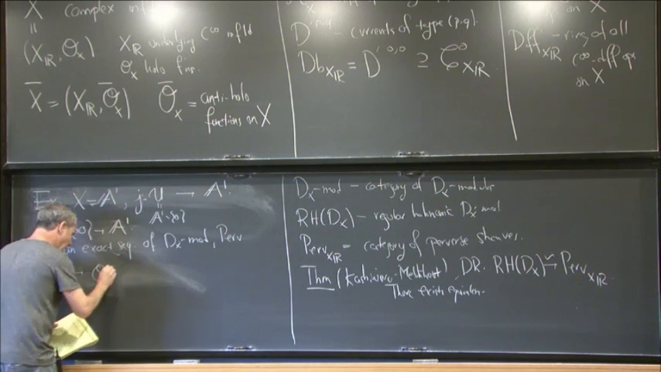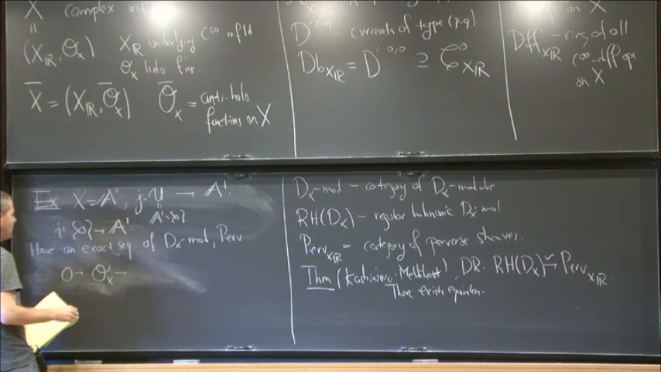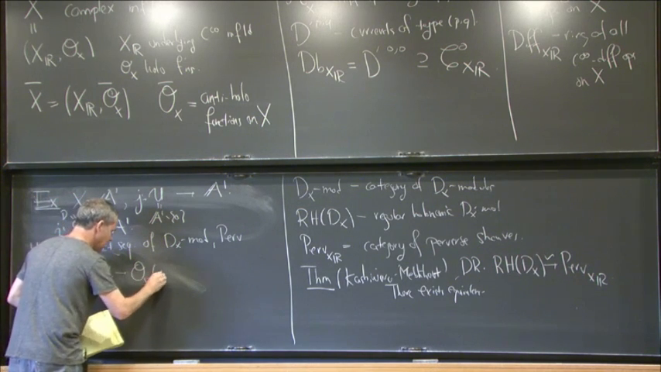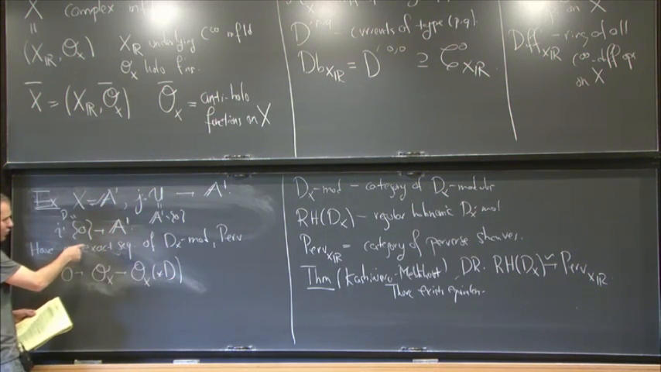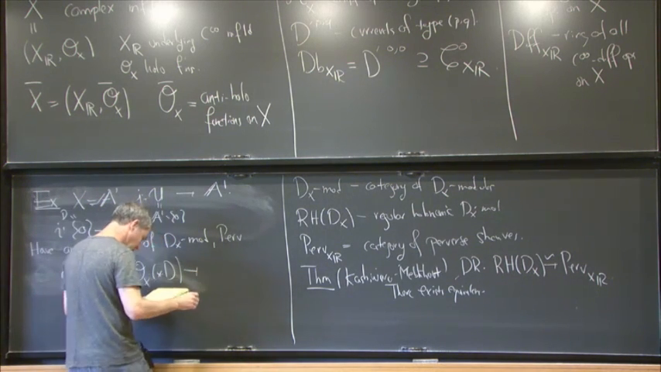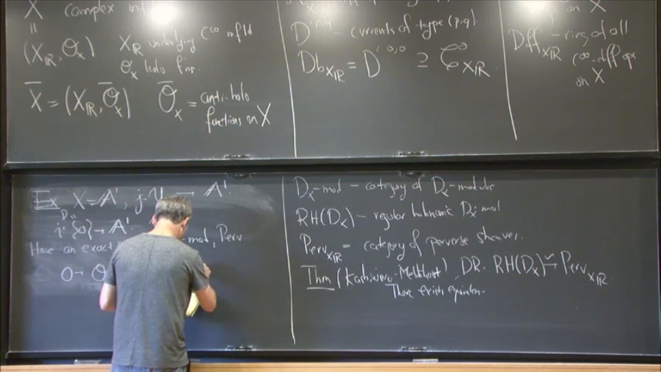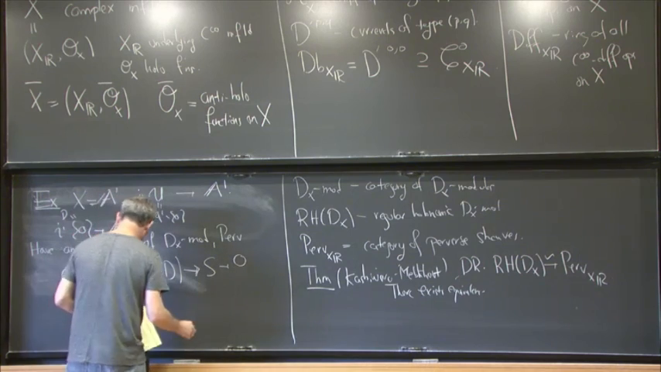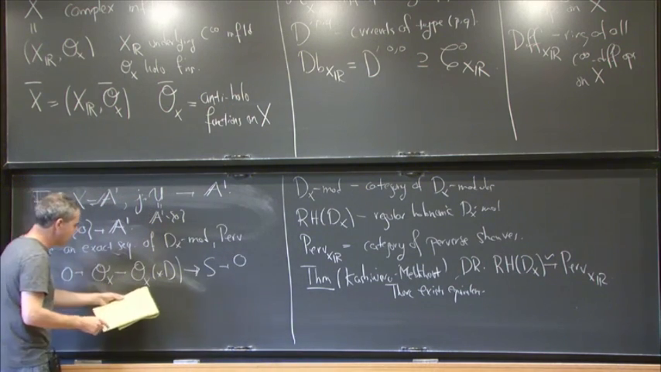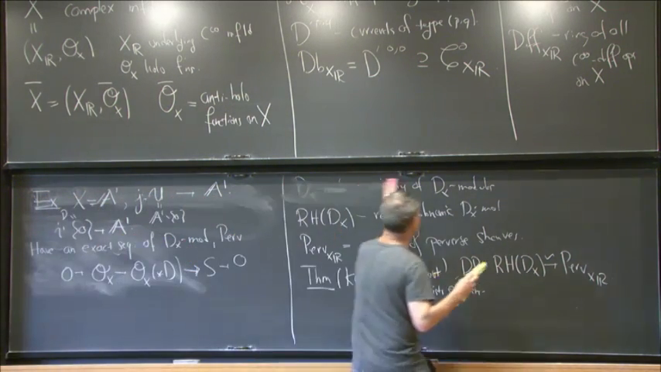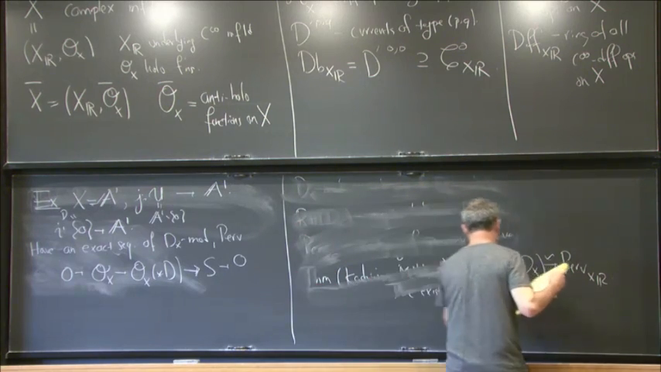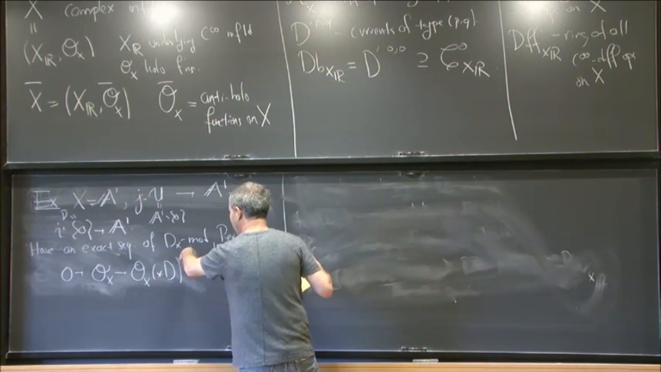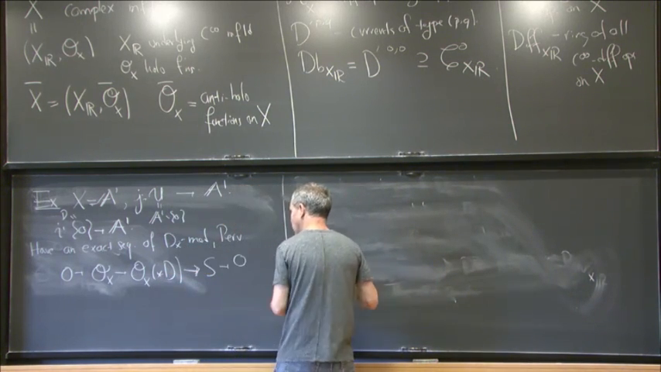So 0 goes to O_X, goes to, let's call this point D, O_X star D. I'll say what this means. It just looked really weird to write star 0. And then that goes to, let's call the cokernel S. Here O_X star D means the functions that are holomorphic on A1 and meromorphic at D.